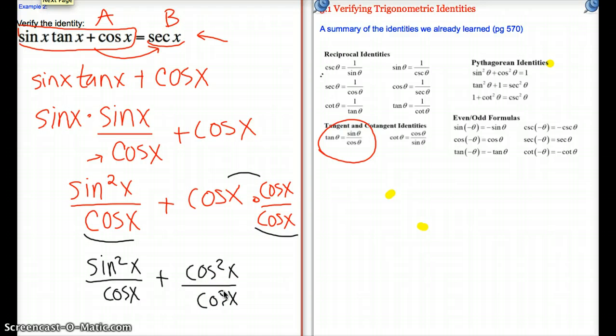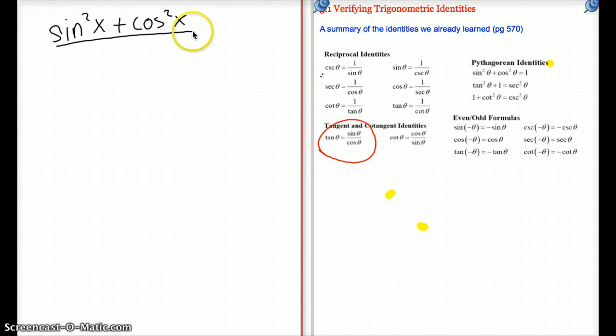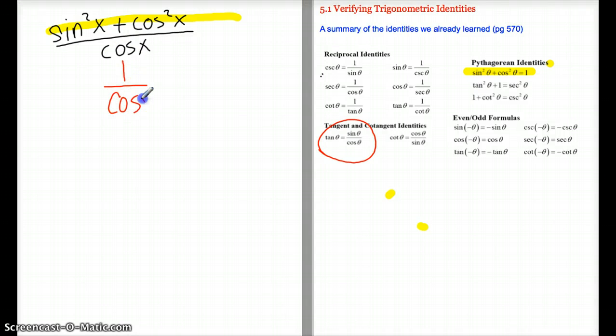Okay, so we have a common denominator. Now we can convert this to one simple fraction. And we have the simple fraction of sine squared of x plus cosine squared of x all over cosine of x. Now it's really important to know your fundamental identities because you should notice something about the top. The top should look familiar to one of your identities, and of course it's the Pythagorean identity. So we're going to use the Pythagorean identity to convert that to 1 over cosine of x.